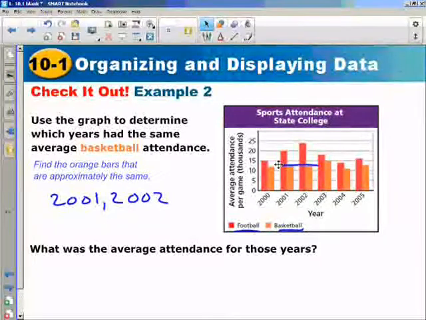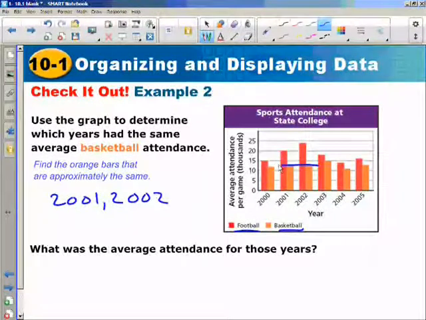What was the average attendance for those years? Well, somewhere between 10 and 15,000. We would probably call that 12 to 13. I'll call it 12,500.